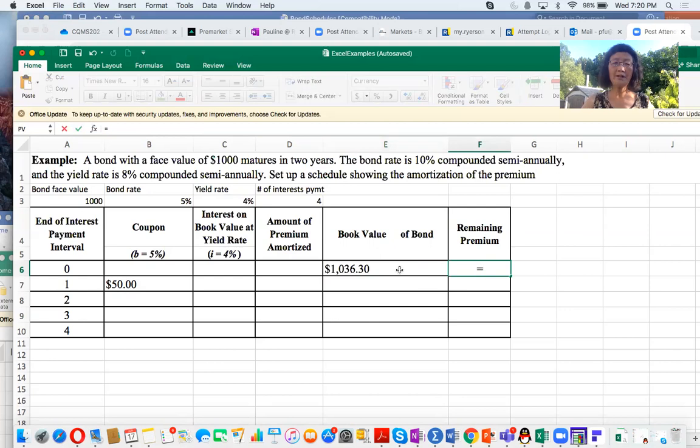So the premium is just the difference between the book value and the bond face value. Okay, you have this premium. Now we want to write down this premium so that at the end of the last payment, the premium is 0. So how do we do that? We first calculate the interest on book value. So equal to this book value, the interest. This is the interest on book value.